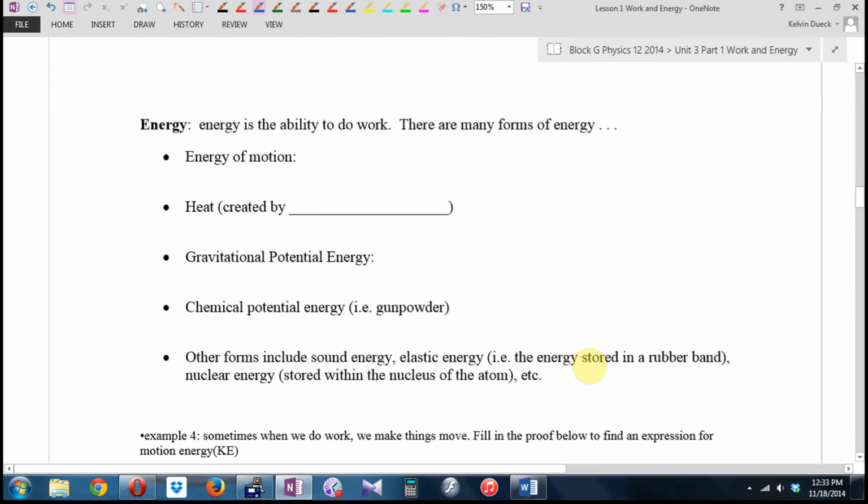Energy. Energy is the ability to do work. There are many forms of energy. First is the energy of motion. It's one of the ones we're going to be looking at quite a lot this unit. Who remembers what we called the energy that all moving objects possessed? Kinetic energy.